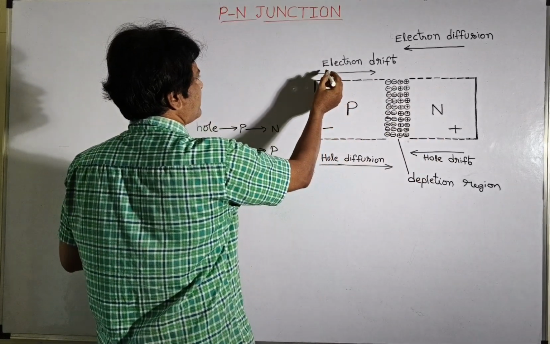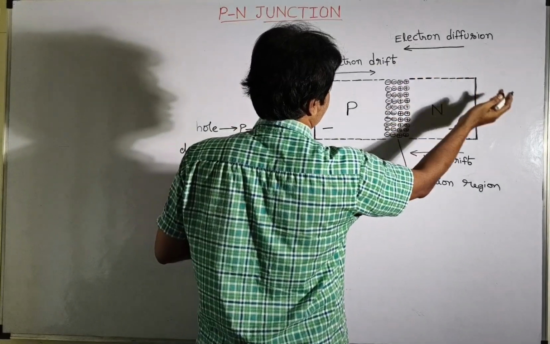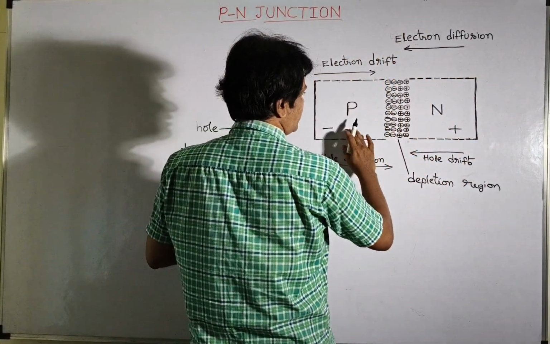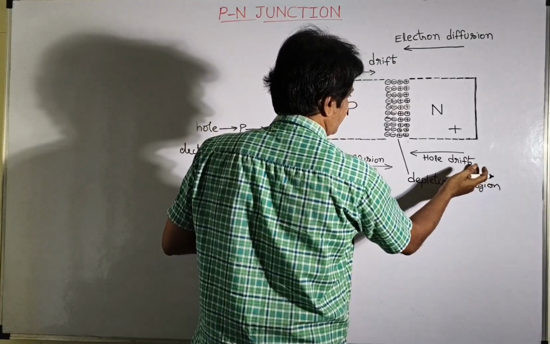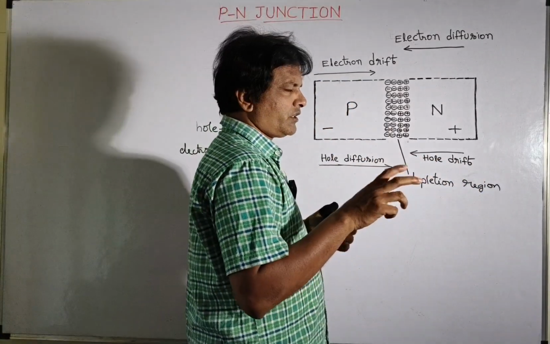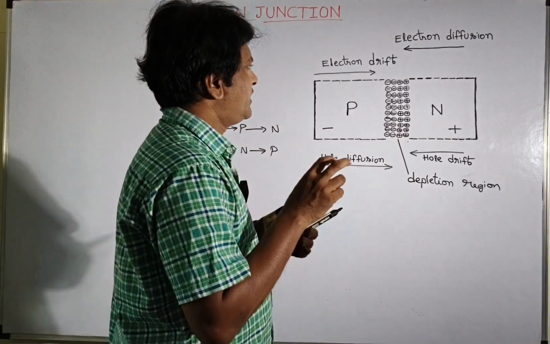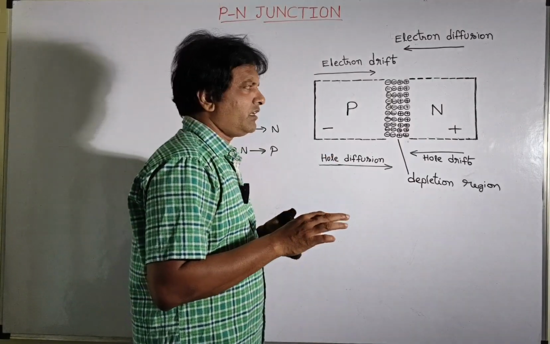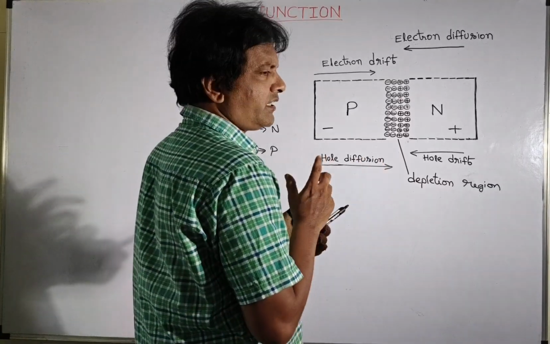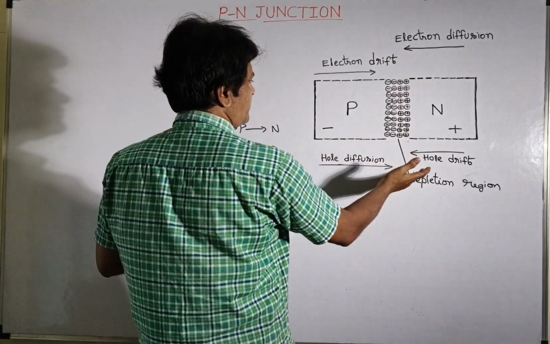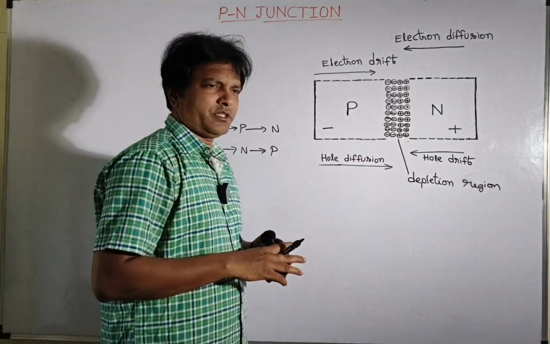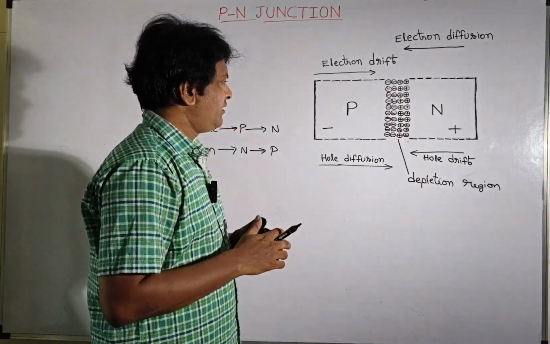You can see what I have written here. Electron drift is on that side and diffusion is on this side. Hole diffusion is on that side and drifting is on this side. The drifting is because of the potential difference, and the diffusion is because of the concentration difference. Concentration means because of the gradient, but the drift is because of the difference in potential. This point you need to understand very well.